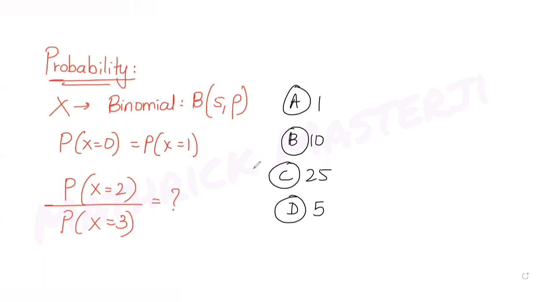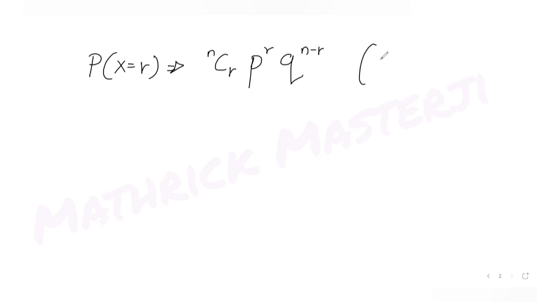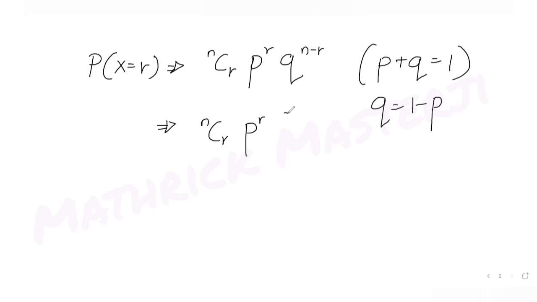If I talk about the binomial distribution, we know that the probability that x equals r is given by nCr p^r q^(n minus r). We know the probability of success and the probability of failure add up to 1, so p plus q is equal to 1. So I can also write q as 1 minus p, and write the formula as nCr p^r (1 minus p)^(n minus r). That is the entire thing given to us.